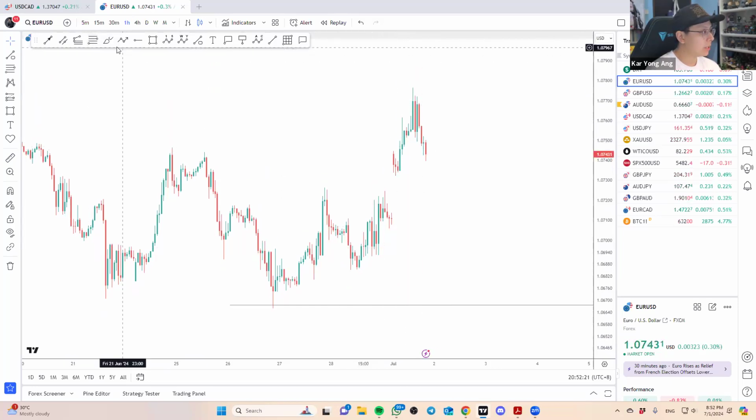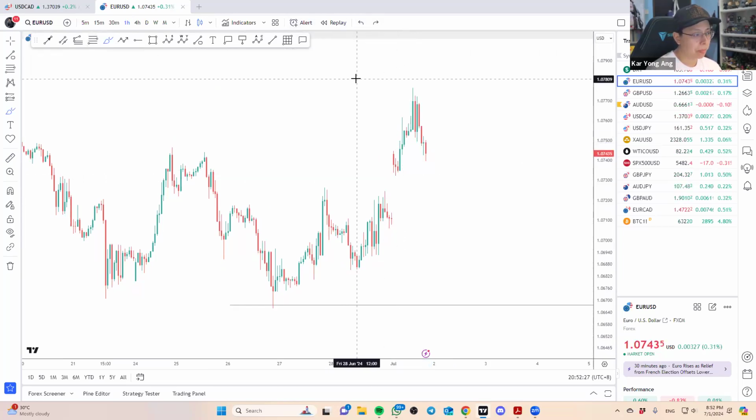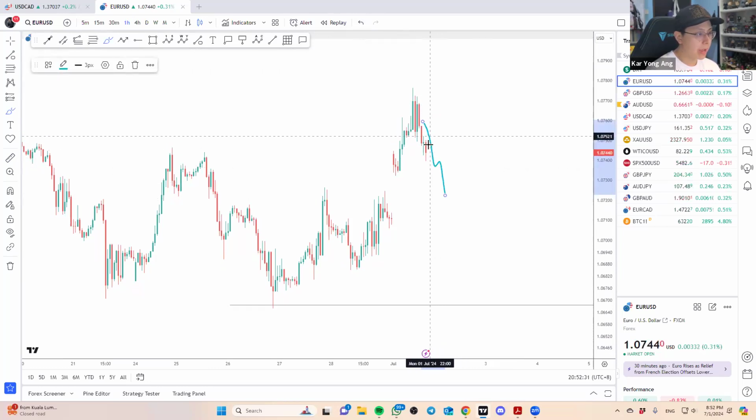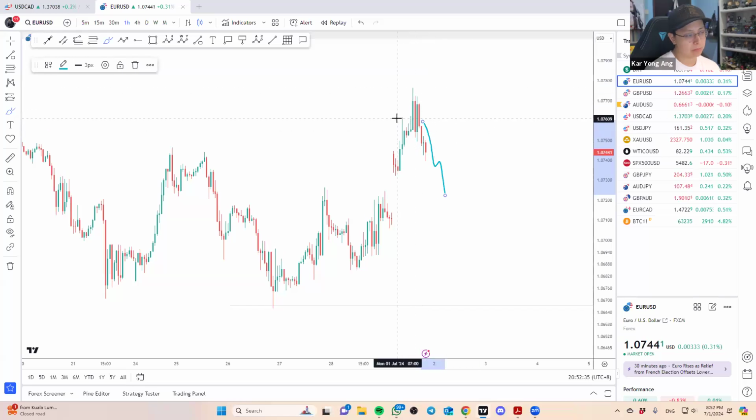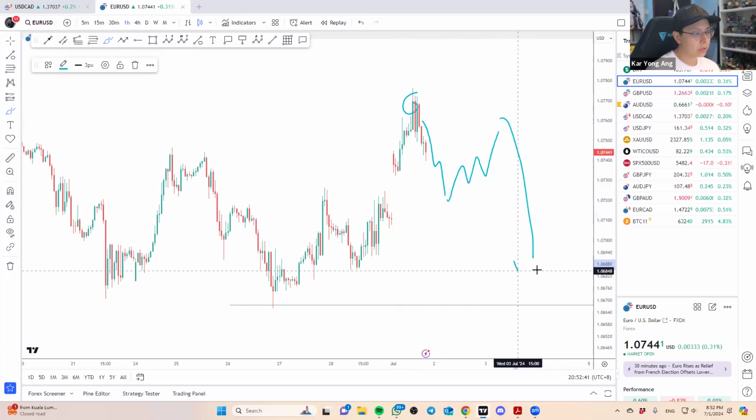Okay, we currently have that minor break here, change of character. That might be an early sign. So what can happen is the market may continue to drop, right? And then as we start to look out for fair value gap and supply zone at the top, we want to wait for the pullback, okay, to trade to the downside, right?